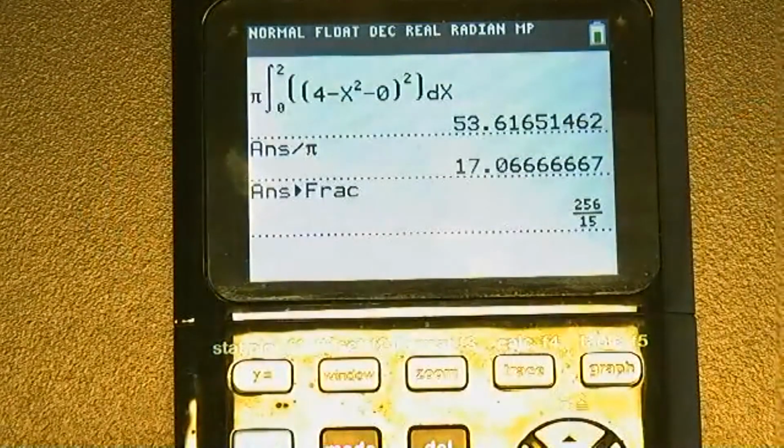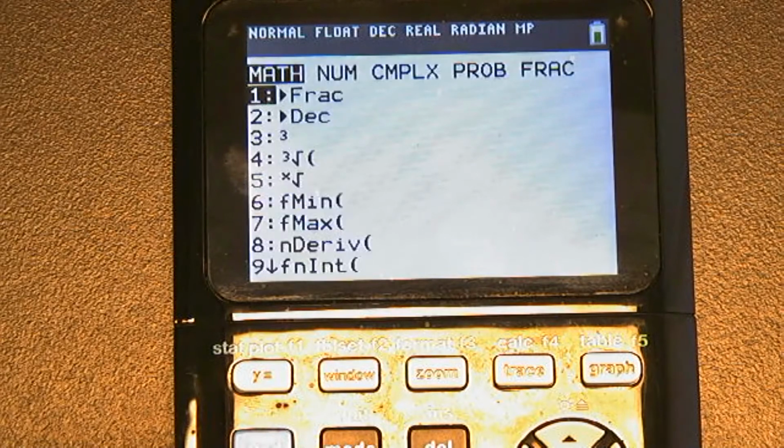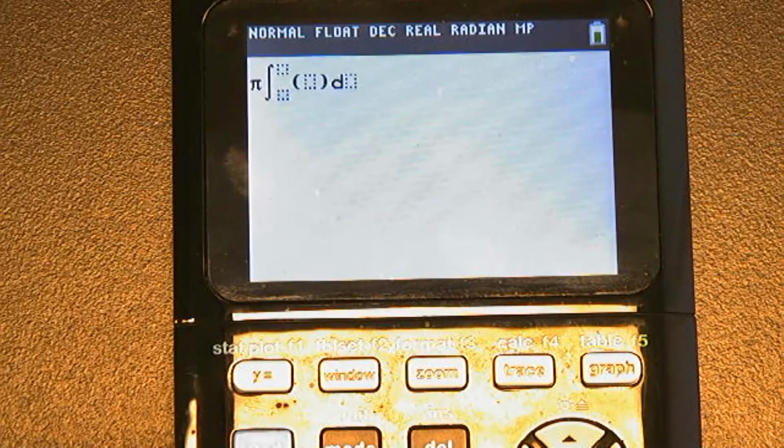Kind of dirty screen. I'm going to have to clean that off. All right, so let's type that into our calculator. Let's take pi, math 9, integrate 0 to 4. Now here's where it gets a little bit tricky.